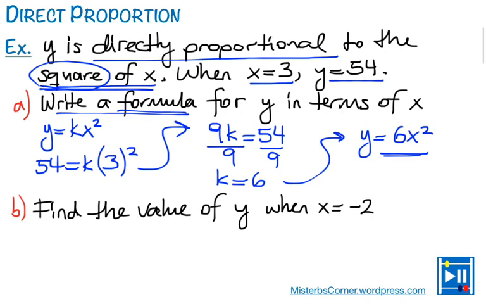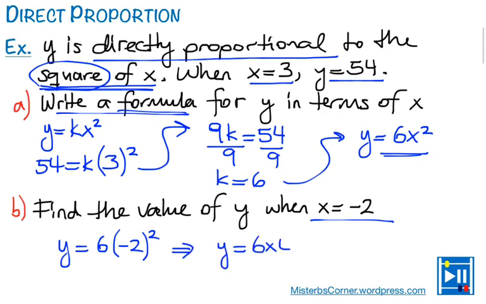Now that I know the formula, I can just find any value I'd like. So x is given to be minus 2. Let's substitute it into the formula. So it's going to be y equals 6 times minus 2 squared, which will be y equals 6 times 4, and from here you can find y to be nothing but 24. Right? So this is what we do in the special type question.